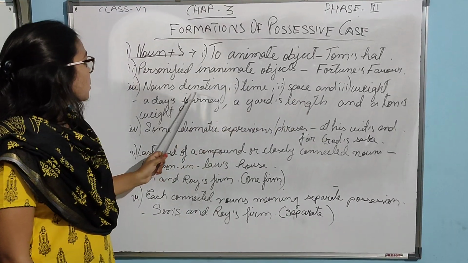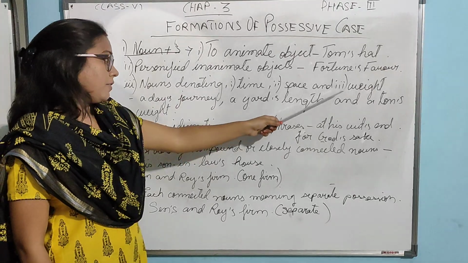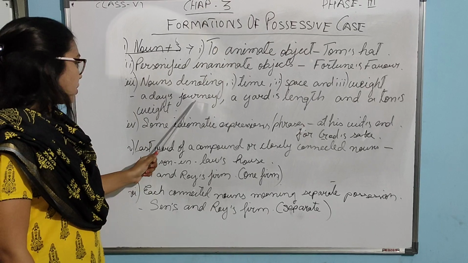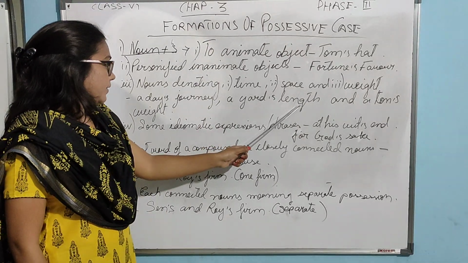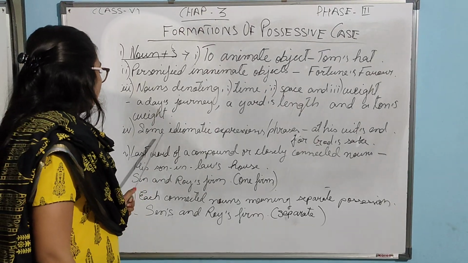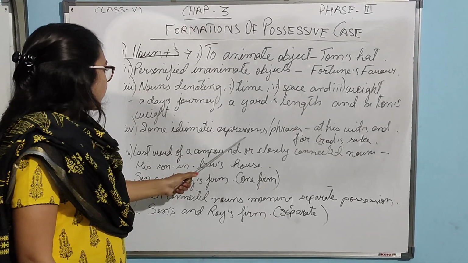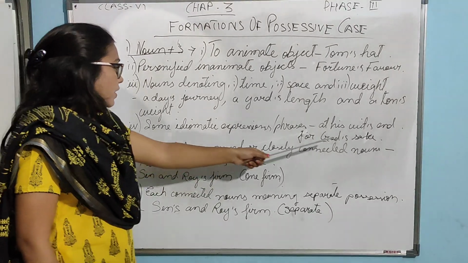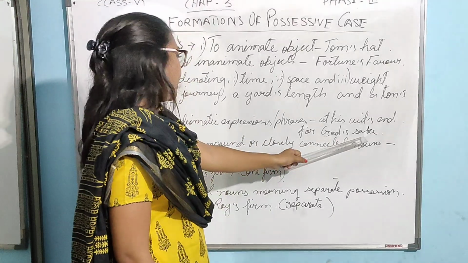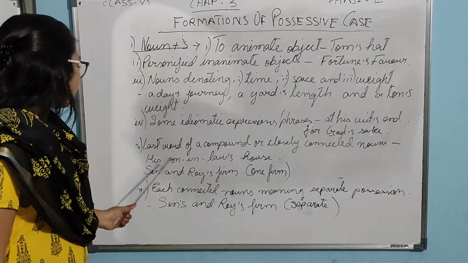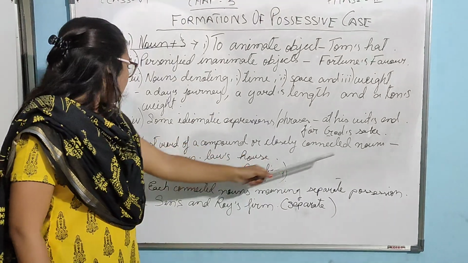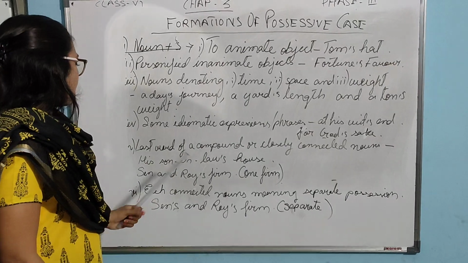Third is nouns denoting time, space and weight. We use apostrophe S with the noun, like a day's journey, a yard's length and a turn's weight. Fourth is when we use some idiomatic expressions or phrases, we use apostrophe S, like at his wit's end, for God's sake.